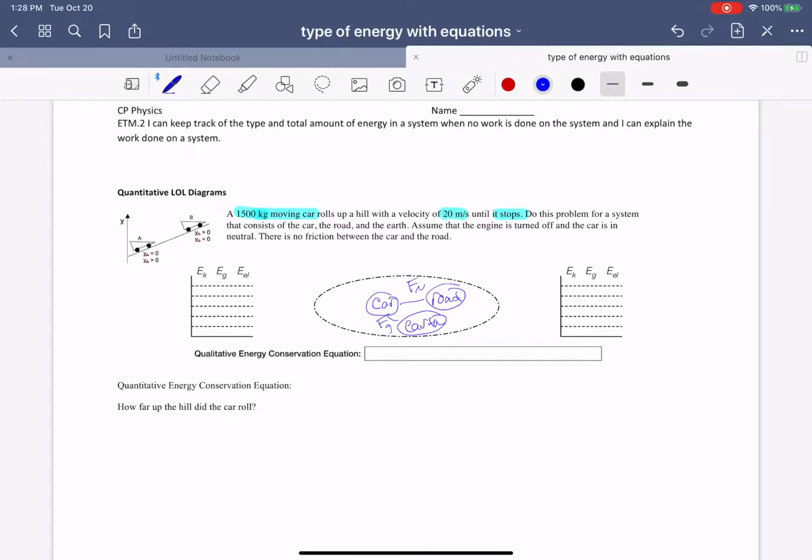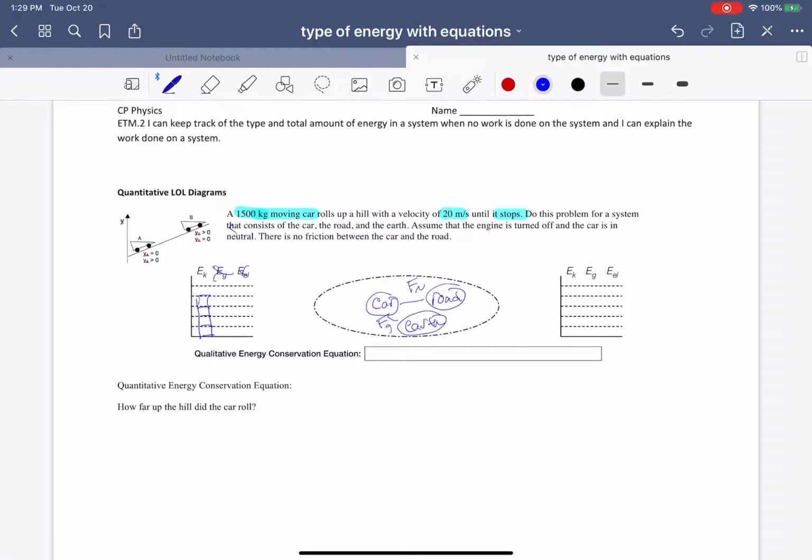So it's moving, so I know I start with kinetic energy. It says that it's at y equals 0, so there's no gravitational energy. And there is nothing deformed, there's no spring, so there's no elastic energy. So I start with kinetic energy. Let's just say 4 blocks of kinetic energy.